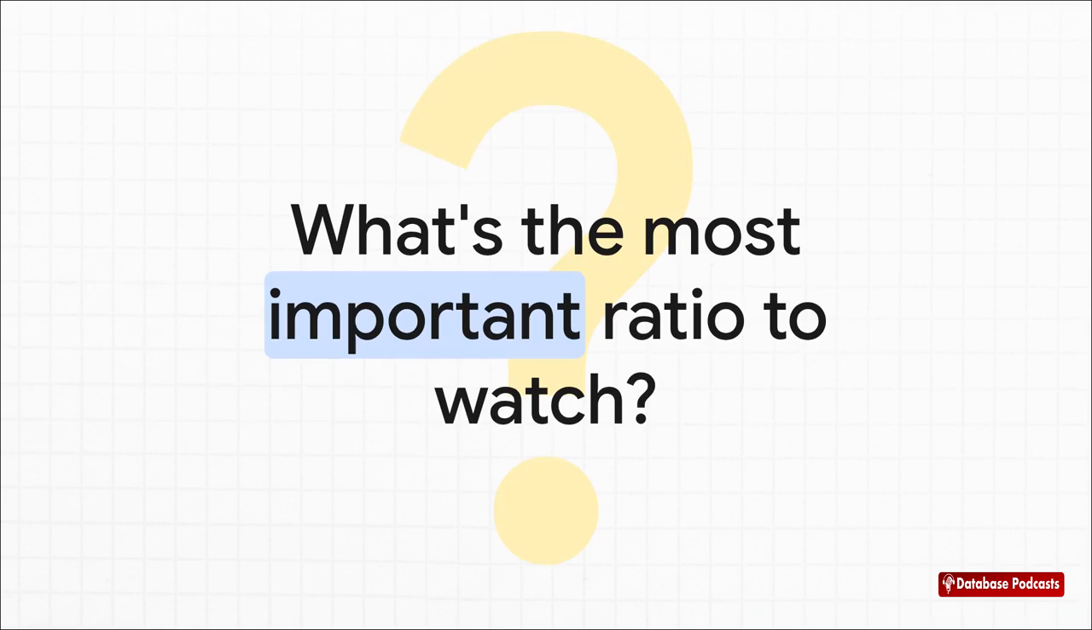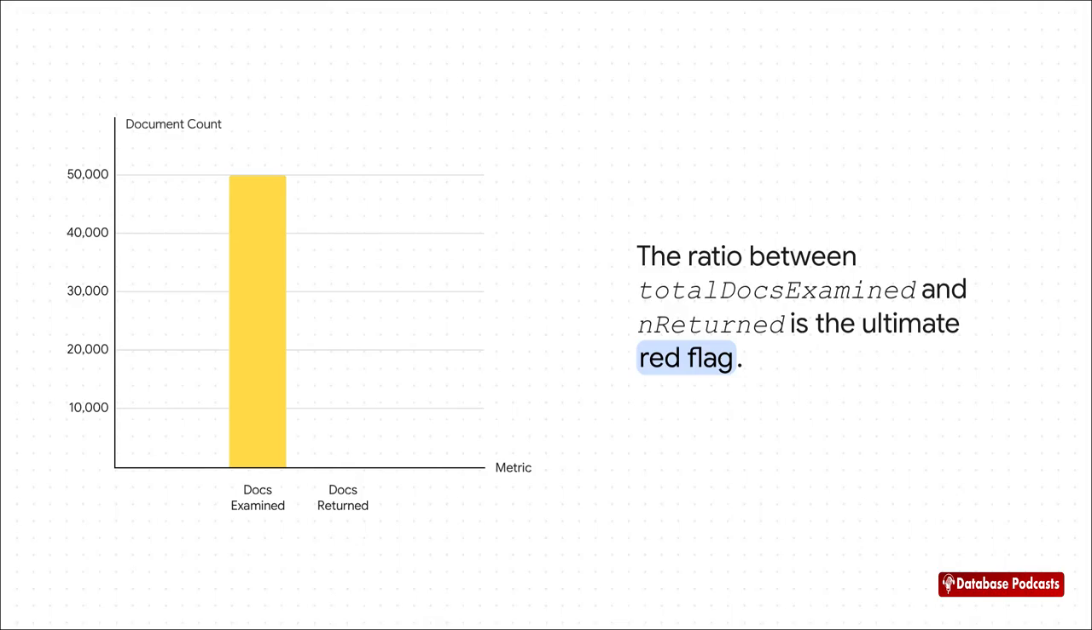So think about those last two numbers for a second. The number of documents you got back and the number of documents the database had to look at. What do you think is the most important comparison? The most telling ratio to look for. It is this, right here. The relationship between totalDocsExamined and nReturned.